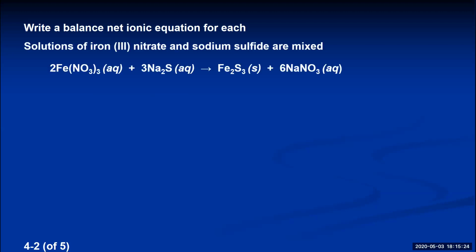The two compounds already contain ions, and those ions are stable, so all they're going to do is switch partners to see if different pairs of ions will form something that's more stable, which will be either a precipitate, water, or a gas. When you switch the partners, you'll get iron 3 sulfide, Fe2S3, and you'll get sodium nitrate, NaNO3.